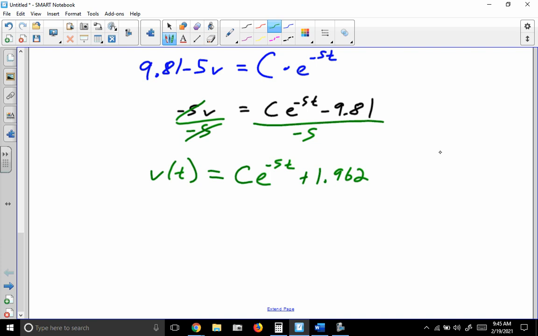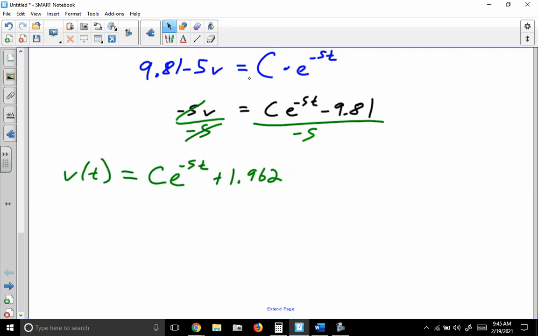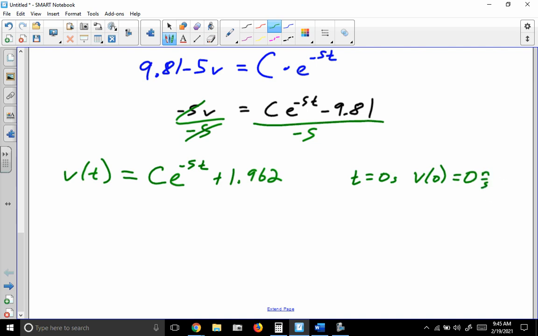So that's our velocity function, but we need to find c. So what do we know? We know that when time is 0 seconds, our velocity at that time is 0, because we're dropping it from rest. So that means if we substitute a 0 in, then our answer should be 0. At this time, this is our velocity.